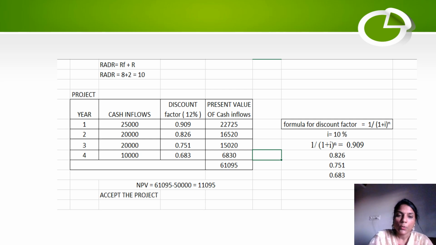So I hope you understood the concept of the risk adjusted discount rate approach and how to evaluate different projects on the basis of it. In short form it is known as the RADR approach. I hope you are clear with this concept.